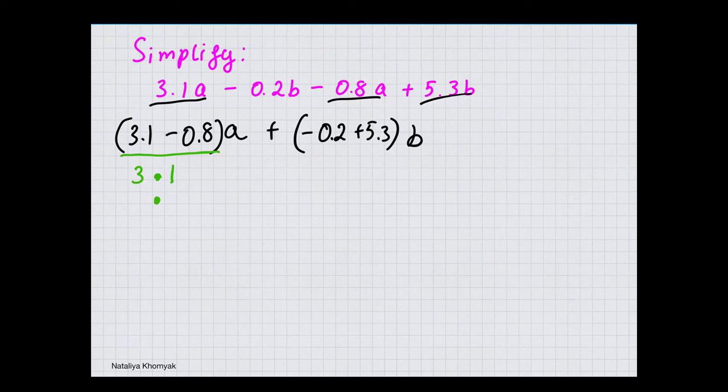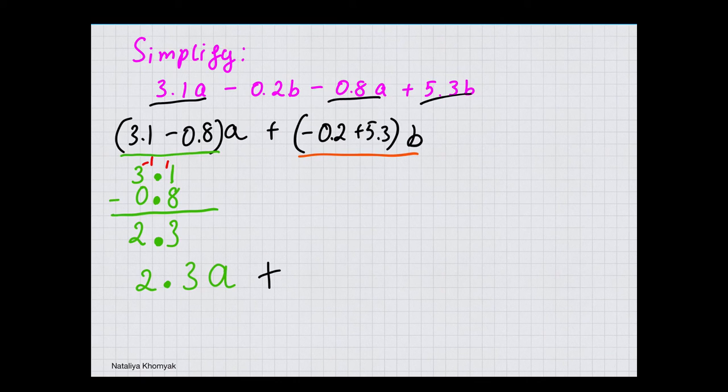So we have 3.1. Make sure you align the decimals. 0.8. We cannot take 8 from 1, so we need to borrow 1. So now we have 11 in this column. 8 take away from 11, we have 3. Drop the decimal. 3 minus 1, 2 minus 0, 2. So we have 2.3 of a plus. Now to combine the coefficients of b, make sure you align the decimal signs. That's the only special thing about adding and subtracting decimals. 5 take away 2 from 3 is 1, decimal 5. 5.1 of b. That's all.